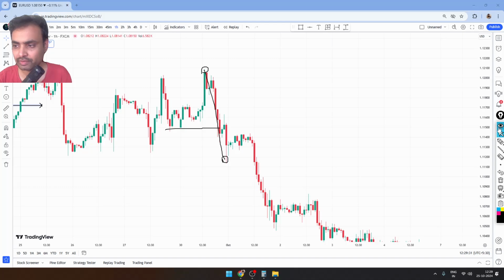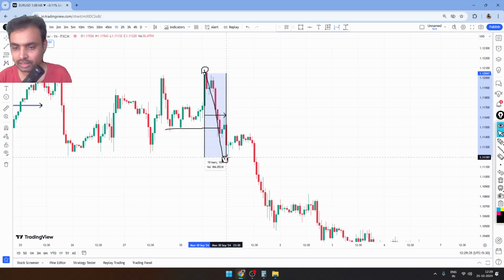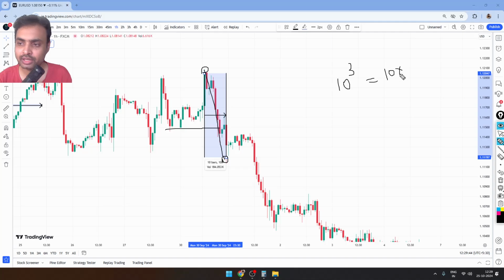So let's find the time difference. From here to here, I have 10 bars, which is very easy to calculate. So 10 cubed I need to find. 10 cubed equals 10 into 10 into 10, which is 1000, right? 10 into 10 is 100, 100 into 10 is 1000. 1000 is the cube value. Now I need to take the square root of this number.